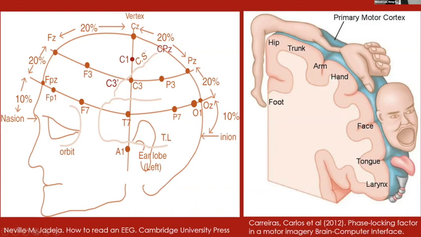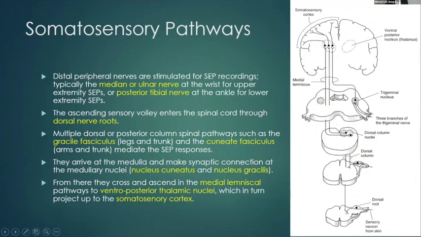Sometimes in the box, you will have this labeling, okay? So you know that the primary motor cortex is in front of the central sulcus, okay? So let's go to the somatosensory evoked potential. It measures the nervous function of the somatosensory pathway.